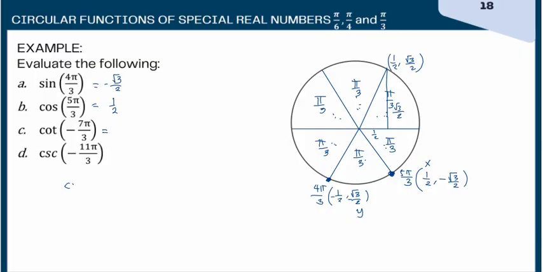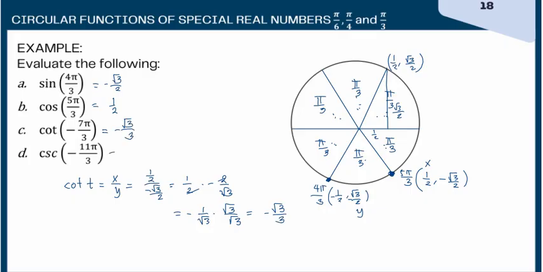But remember again, for cotangent t, that is x divided by y. So we are going to divide our x value by our y value. So that is 1 half divided by negative square root of 3 over 2, which would give you 1 half times negative 2 over square root of 3, and the 2s cancel out. So you would get negative 1 over square root of 3. Then rationalize it, and you would get negative square root of 3 over 3 as the value here.